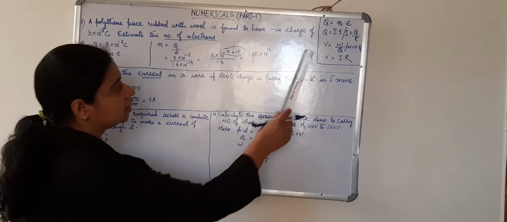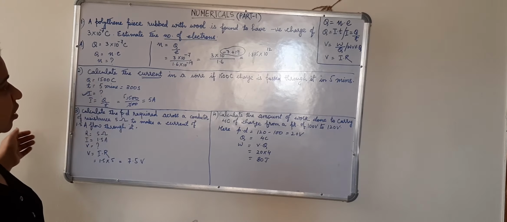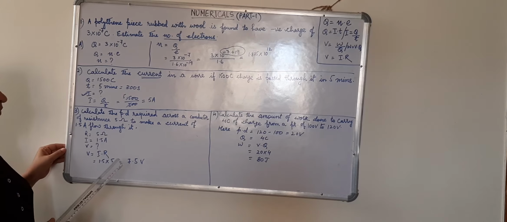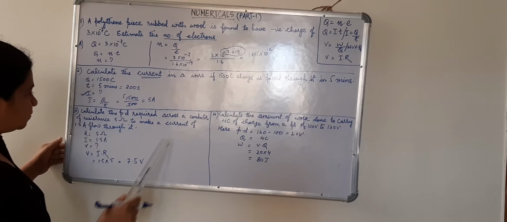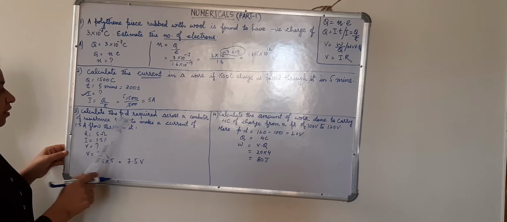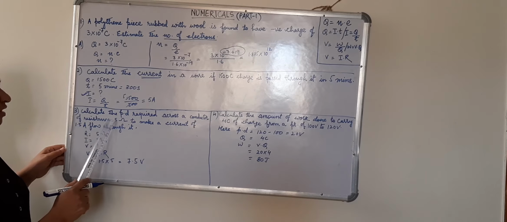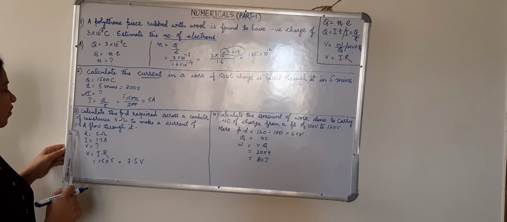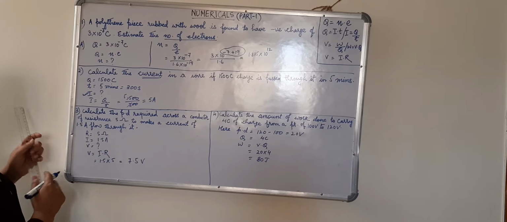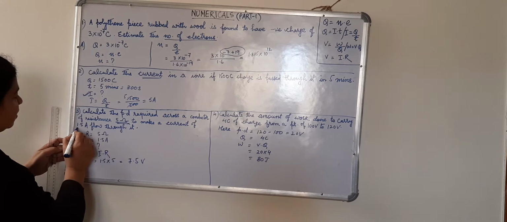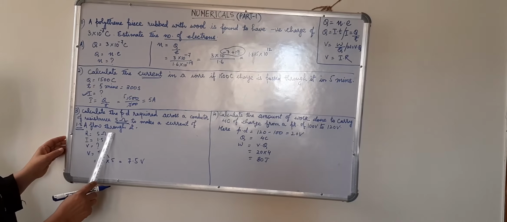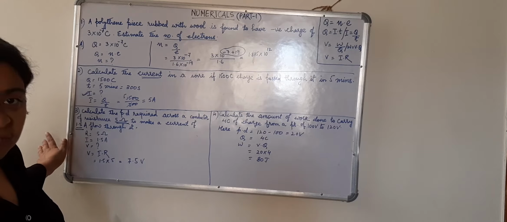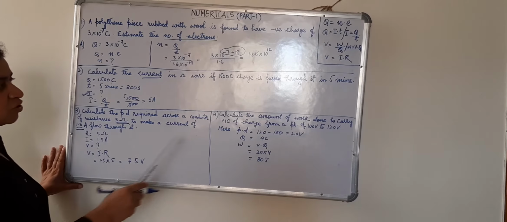Now let us do our third numerical regarding potential difference. Let's see what it is. Calculate the potential difference. We need to calculate V. We are given a conductor of resistance 5 ohm, here we are given R, to make a current of 1.5 ampere flow through it. This is our R and this is our I. R is 5 ohm, I is equal to 1.5 ampere, and V we need to find out.